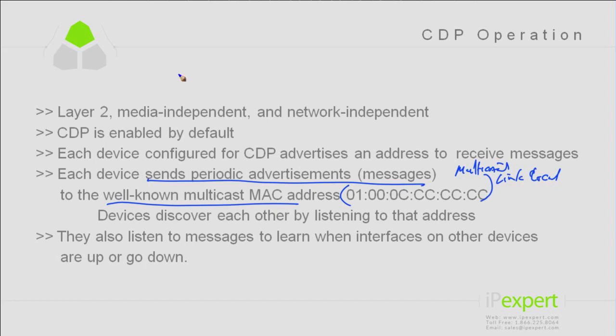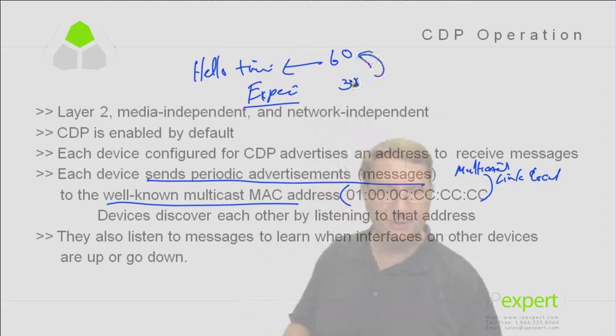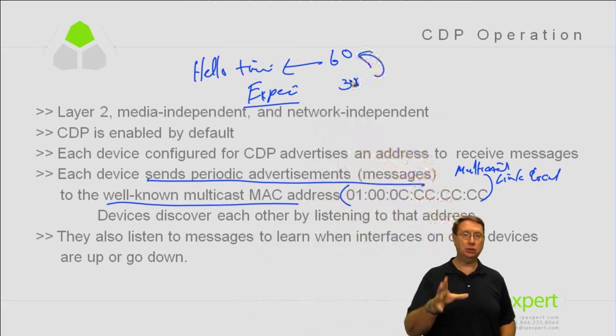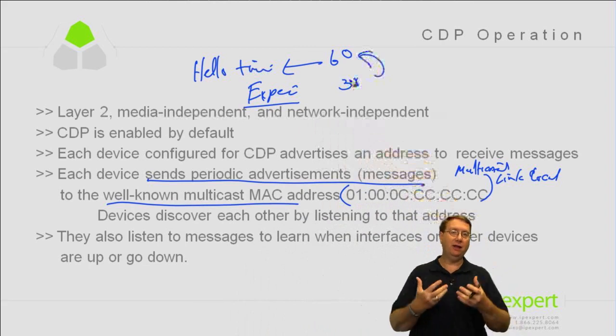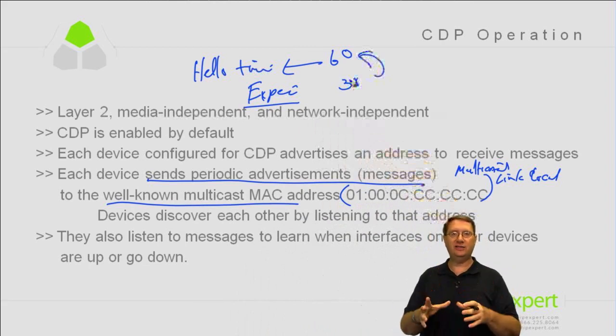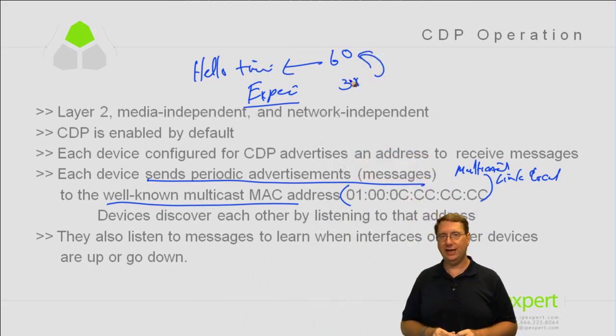Now, the main thing we have to recognize is that we have a hello time and we have an expiration time. By default, my hellos are going to be every 60 seconds. My expiration time is going to be 3 times my hello. So what's going to happen is this. I will be able to expect to receive hellos from my neighbor on a fixed interval. By default, that interval is 60 seconds. We can change it, and we'll talk about that in the demonstration.